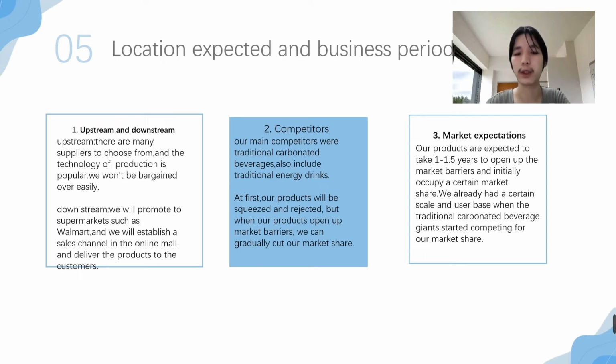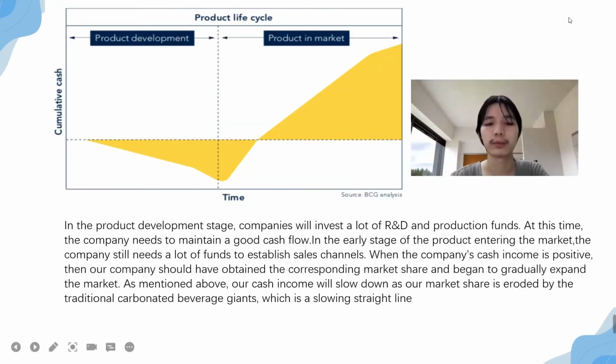Third, market expectations. Our products are expected to take 1 to 1.5 years to open up the market barriers and initially occupy a certain market share. We already have a certain scale and user base when the traditional carbonated beverage giants start competing for our market share. According to the product life cycle model, in the product development stage, companies will invest a lot of R&D and production funds. At this time, the company needs to maintain a good cash flow through financing means. In the early stage of the product entering the market, the company still needs a lot of funds to support the product in establishing sales channels.